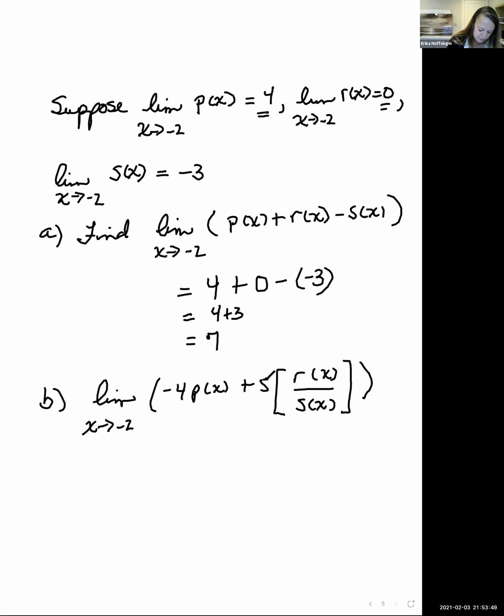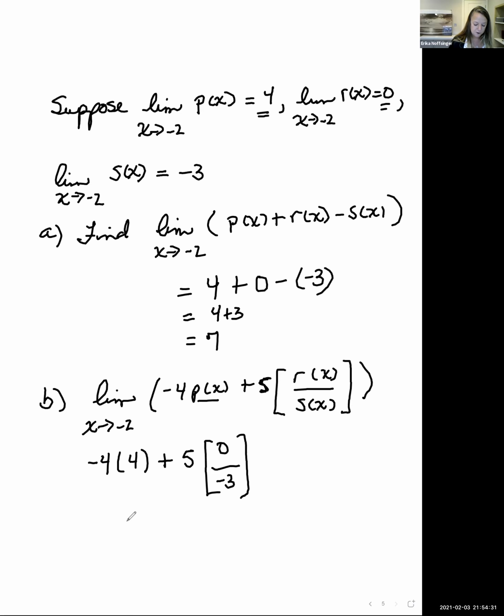So we know all these limits exist, and we can use our rules of limit laws to find this. So pretty much just, again, doing direct substitution. We got -4 times whatever the limit as x approaches -2 of p of x was. So up here we saw that that was 4. Plus this 5 all times, let's look at the limit of the numerator, r of x, as x approaches -2 is 0, all over the limit of x approaches -2 of s of x, which is -3.